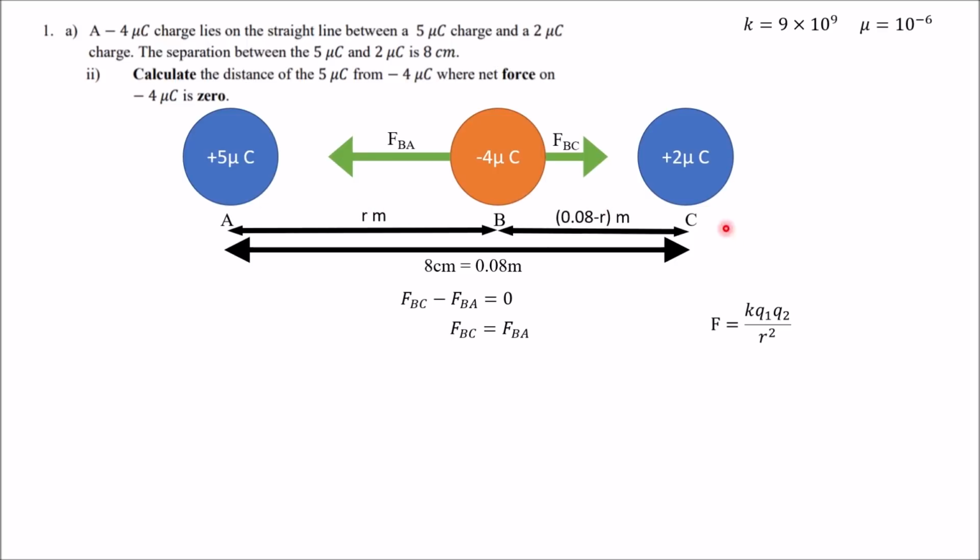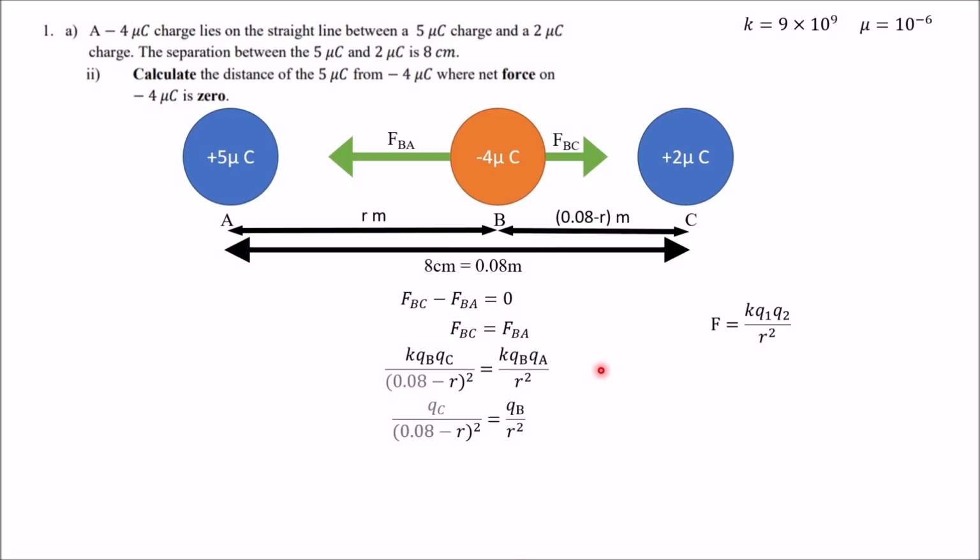And then here, because it's 0.08 minus r, this one is 0.08 minus r meter over here. So we put in the value inside. k for force F_BC will be k Q_B Q_C over (0.08 minus r) squared. Why? Because the distance between B and C is this. And then the same over here, F_BA will be k Q_B Q_A over r squared, because the distance between them is r.